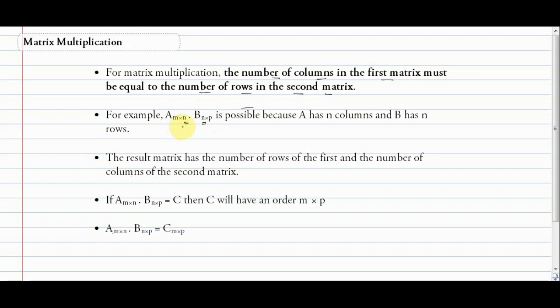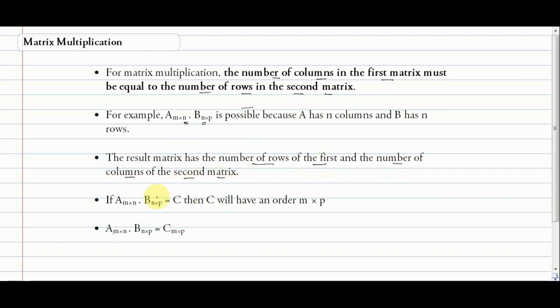So the condition to be satisfied is that the number of columns in the first matrix must be equal to the number of rows in the second matrix. This is an important condition that you have to remember, the condition for matrix multiplication. Now, the number of rows of the resulting matrix will be equal to the number of rows of the first matrix, and the number of columns of the resulting matrix will be equal to the number of columns of the second matrix.